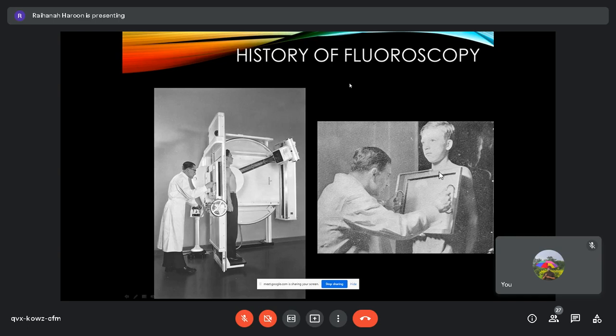So this is what happened a long time ago, probably in the early 1900s, after we discovered X-ray. This is very dangerous because this is fluoroscopy. You are inside the room with the patient. You are exposing the patient with real-time X-ray, multiple and many shots. Many shots.